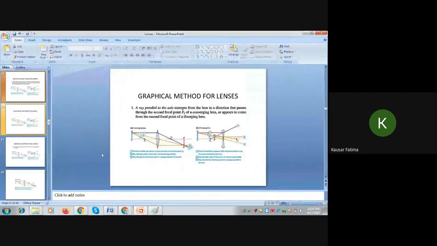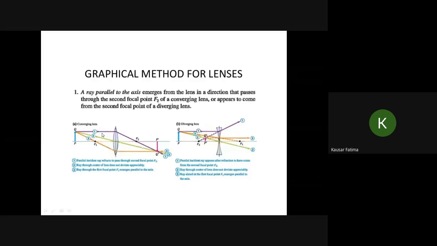Let us come back to this. Here this is an object placed at a point, and its image is formed on the other side, and all three rays are drawn. It's not necessary to draw all three rays. Any two rays will be sufficient to locate the image. The point where the two rays intersect each other will be the position where the image is formed. This was about the convex lens, and this image is a real, inverted image.